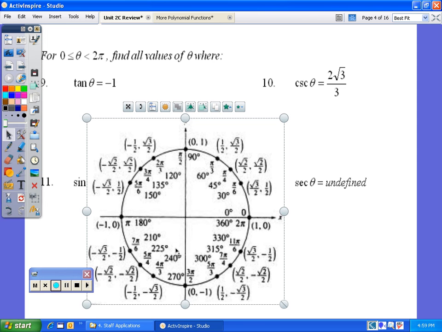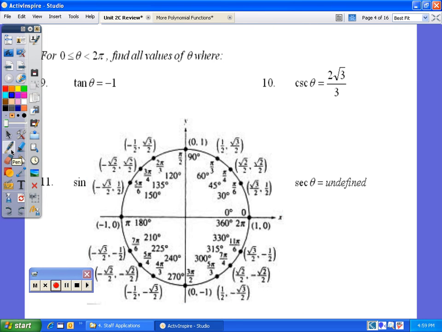Alright, so the first thing it says, tangent is equal to negative 1. Remember that tangent has three main values. Those main values are square root of 3 over 3, and that's for 30 degrees or pi over 6. The next one is 1. That's for 45 degrees or pi over 4. And then the last one is just square root of 3. That's for 60 degrees or pi over 3. So anytime you see something with tangent, remember one of these three numbers.